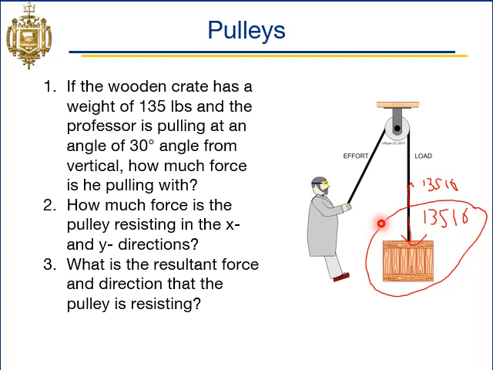So question number 2: how much force is the pulley resisting in the X and Y directions? All right, so how are we going to analyze that? Well, we need to do a free body diagram around this pulley. So we've got 135 pounds down here. We've got 135 pounds at this angle here, which was 30 degrees. And the pulley is not moving, right? So our pulley is going to be resisting a Y component and an X component.